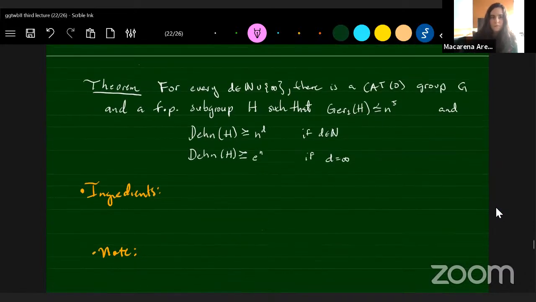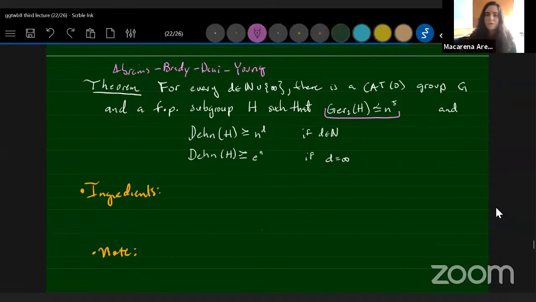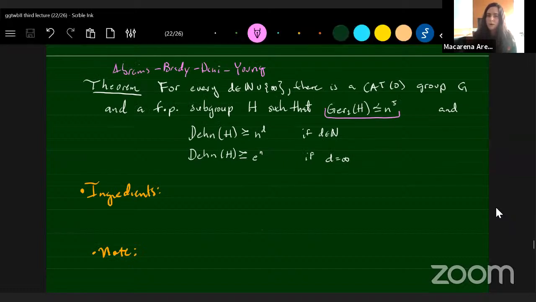So that's a theorem of Abrams, Brady, Dicks, and Young. They produce CAT(0) groups that have subgroups such that their one-dimensional weak isoperimetric functions are bounded above by a polynomial of degree 5, and whose one-dimensional Dehn functions, so their classical Dehn functions, grow faster than a polynomial of degree d for a chosen d, or even faster than e to the n when d is chosen to be infinite.